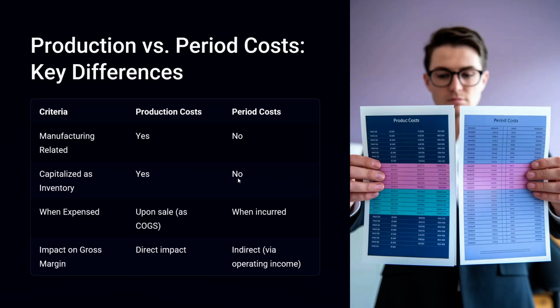And we said that period costs are the costs not related directly to the materials or the manufacturing. When expensed, production costs will be shown as cost of goods sold. We record expenses only when we sell the product. It will be shown in the cost of goods sold. And for period costs, the expenses will be shown as incurred and have a direct impact on the gross margin.